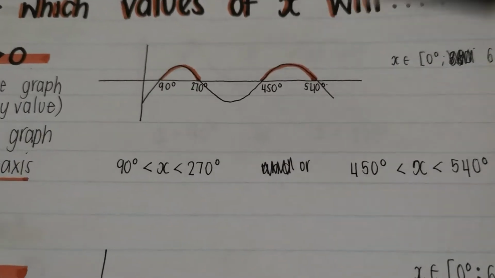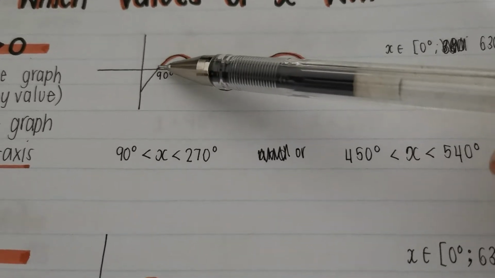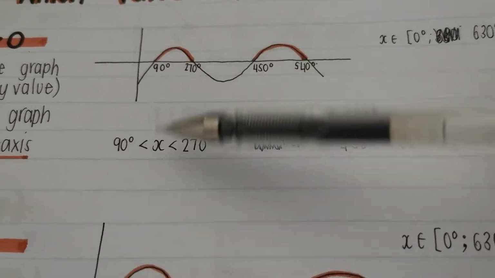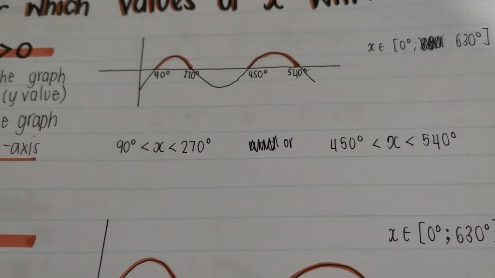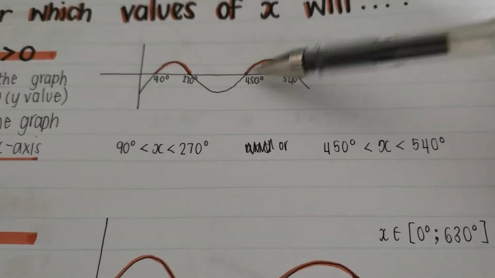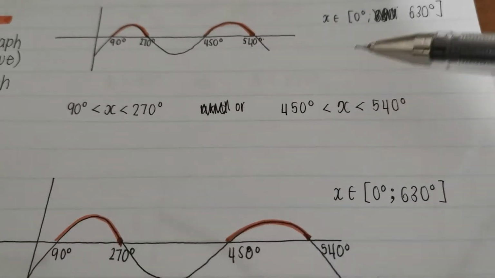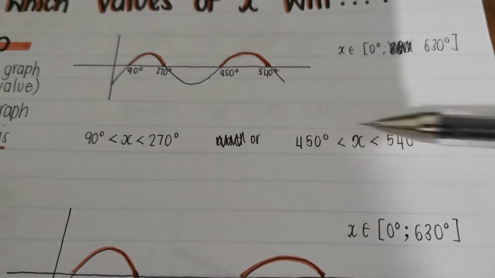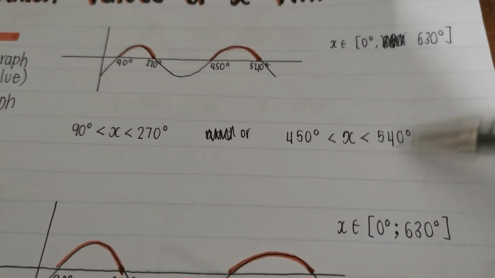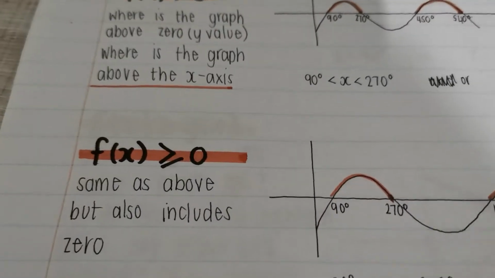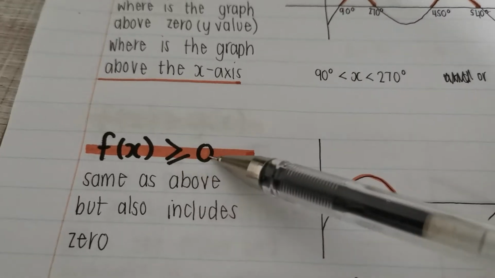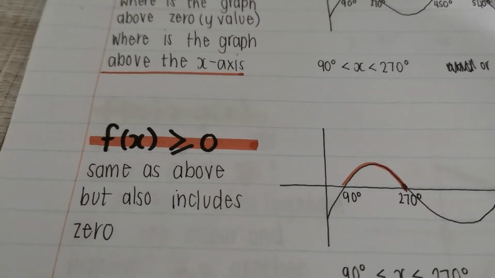Now how do I write my solution? My solution is somewhere in between 90 and 270, so you put x between 90 and 270. Or it could be between 450 and 540, so you write it down: x is between 450 and 540. That's what you're doing. If I ask you f of x greater than or equal to 0, it's the same as what I just explained right now.